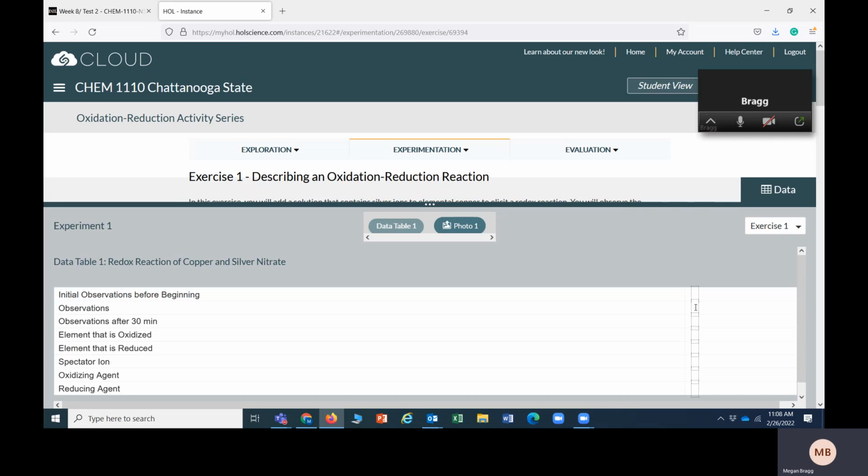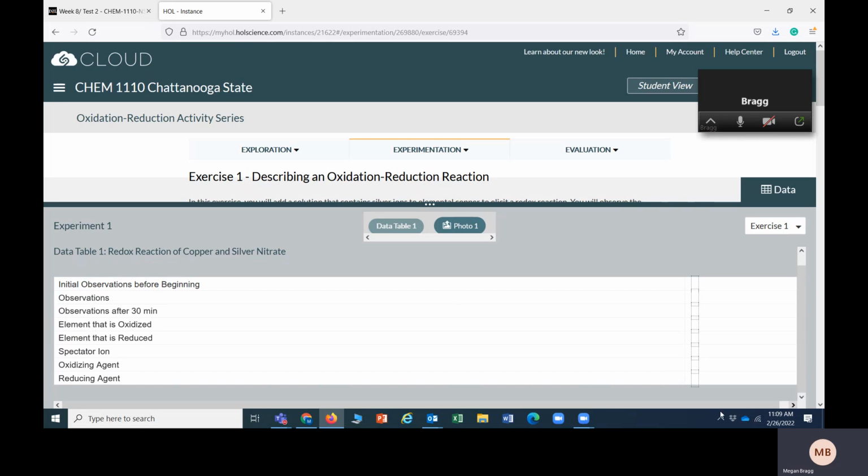Then you just let it react for like a minute, and then you write your observations, and then after 30 minutes. While you're waiting the 30 minutes, you can go ahead and do part 2, because it also has a wait. You can also go ahead and do this part, because you're going to be writing down Cu plus AgNO3, and you should be able to write out what that makes. It should make 2 things, and one of them is going to be combined with the nitrate, and one of them is going to be solo.